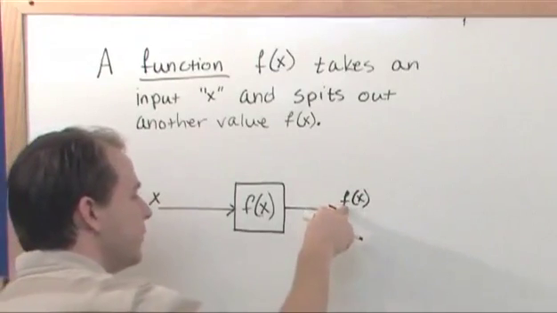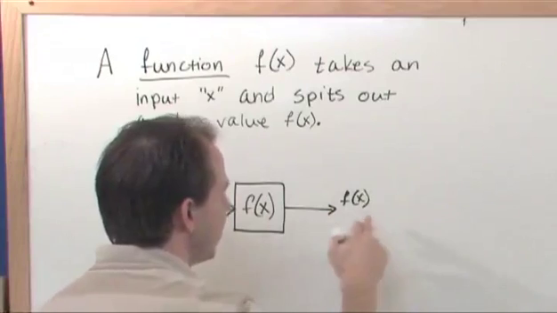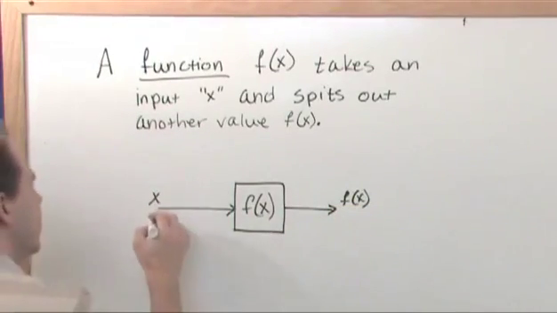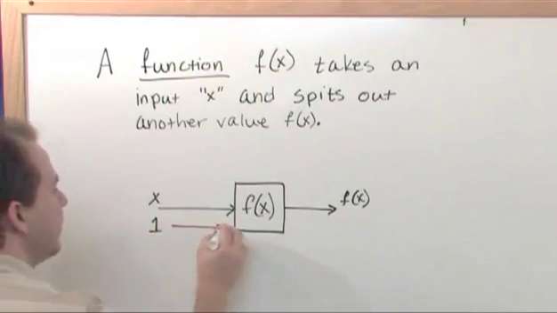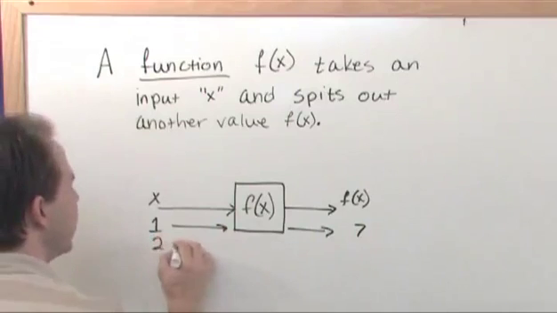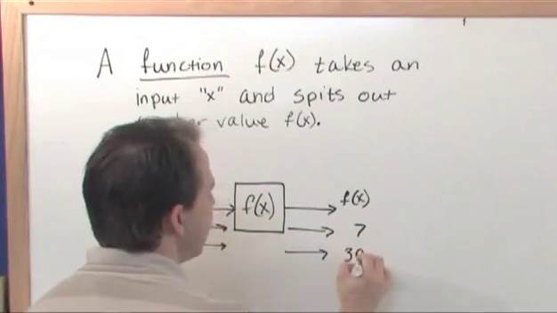It means f, which is a function, has operated on these values of input x, and you get some new values out. So you might put 1 on the input here, and you might get 7 on the output. You might put 2 on the input here, and you might get 39 on the output, whatever.